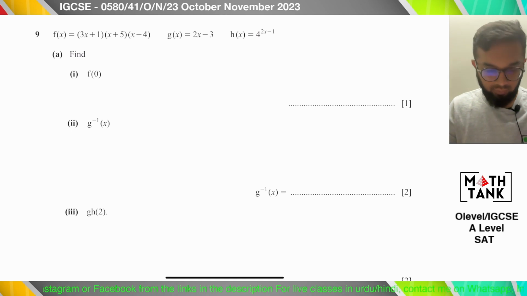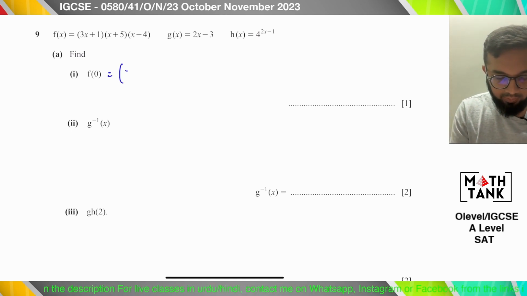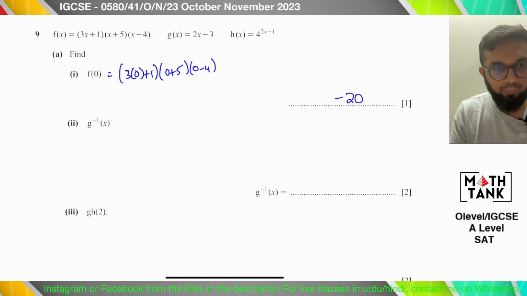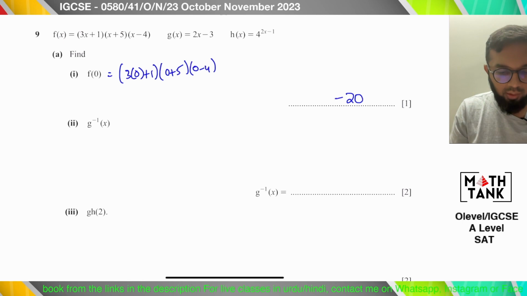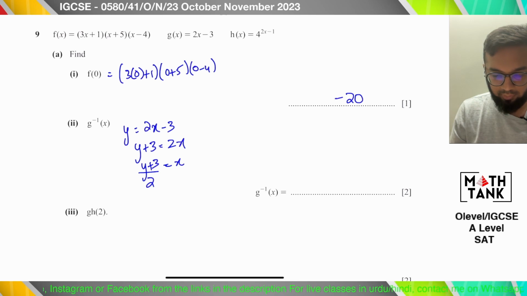Question number 9 is a functions question. Let's look at that carefully. This is f of 0. I think that's simple to evaluate. 3 times 0 plus 1, 0 plus 5, 0 minus 4. So minus 20. G inverse of x. So you write y plus 3 equals to 2x, x equals to y plus 3 divided by 2. So that becomes x plus 3 divided by 2 when I change this to G inverse.